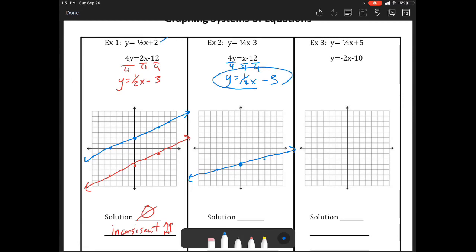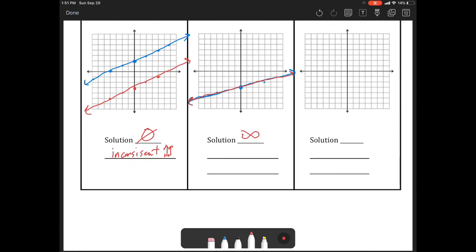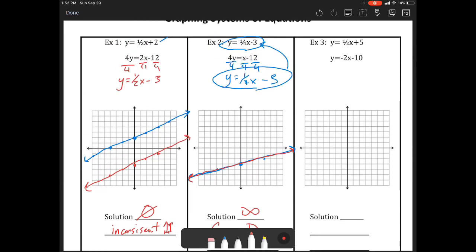If you notice on this one, guys, this equation is the same thing as this equation. So all that means is my lines are the exact same. There's nothing different. That means they have a million intersecting points all through here because they're all the same, which means our solutions are infinite. And that means that we have consistent and dependent. Okay, so now we're going to move on to number 3.